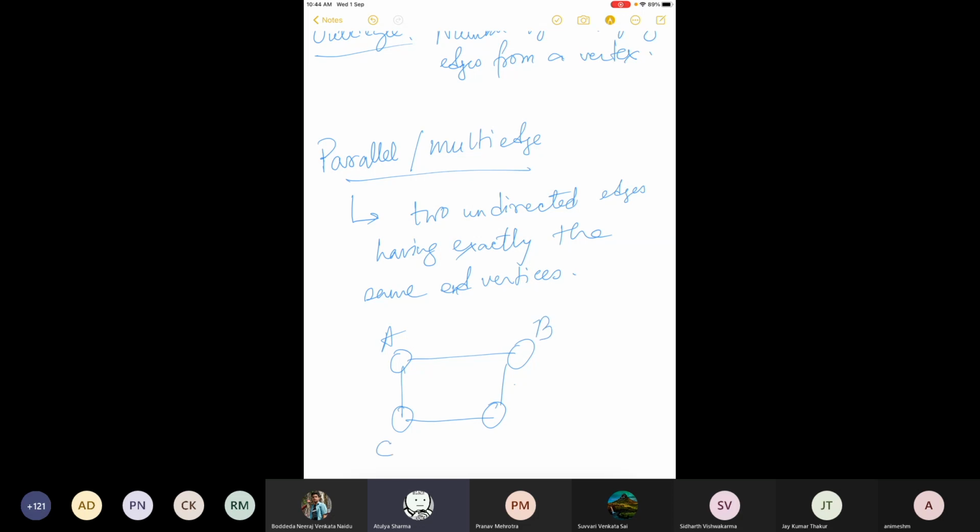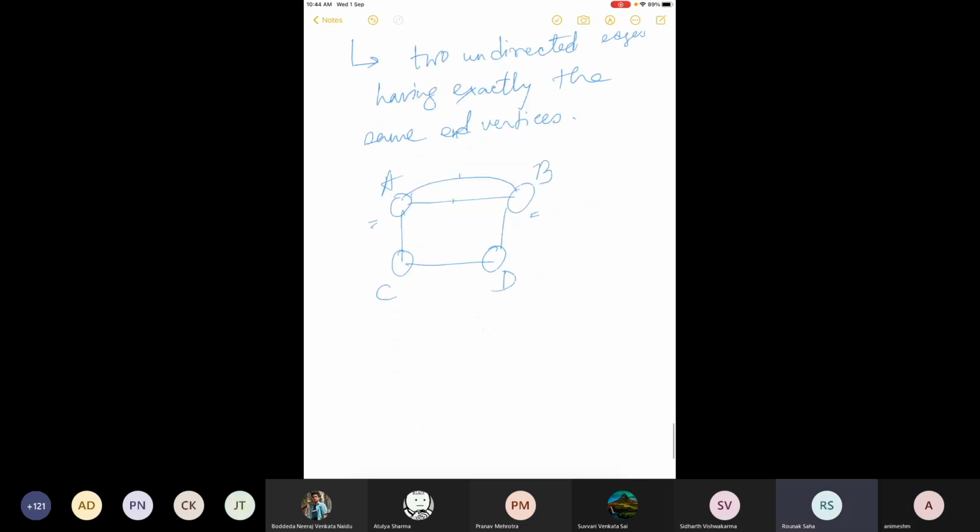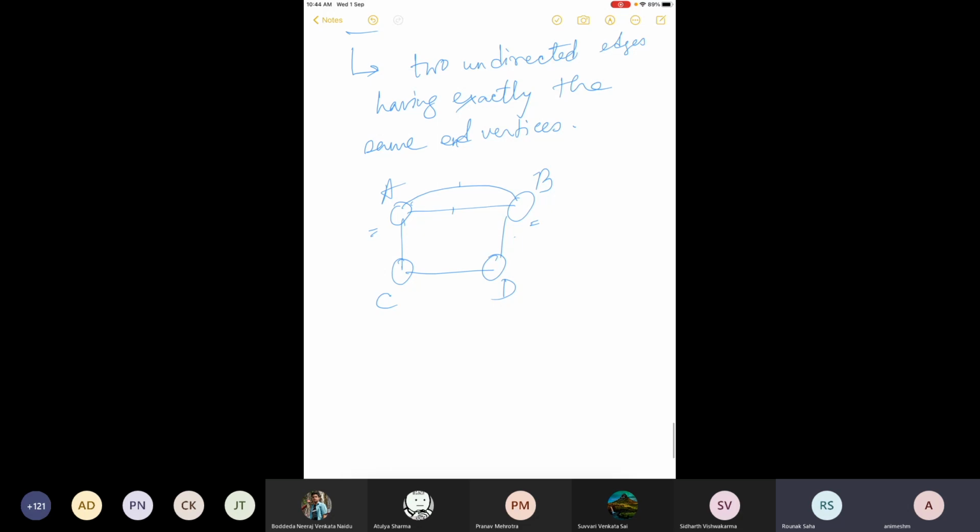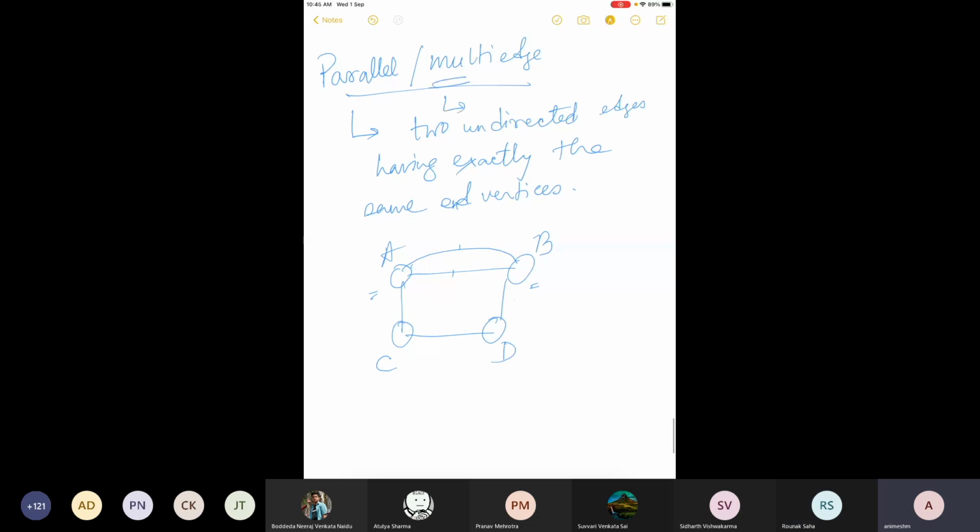Sir, if it's undirected, then how are we calling anything end vertices? These two are multi-edges. Both of them have the same endpoints. So these are called parallel edges or multi-edges. Sir, then in the set of edges there will be exactly the same two elements. Is that allowed? Yes, that is allowed in this kind of graph. That's why I called it multi-edges. This is a multi-set now. Very rarely used.